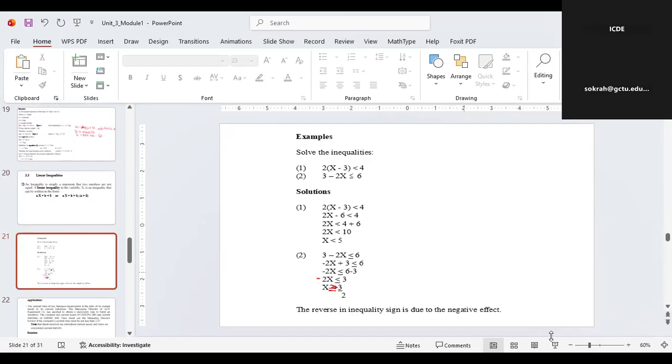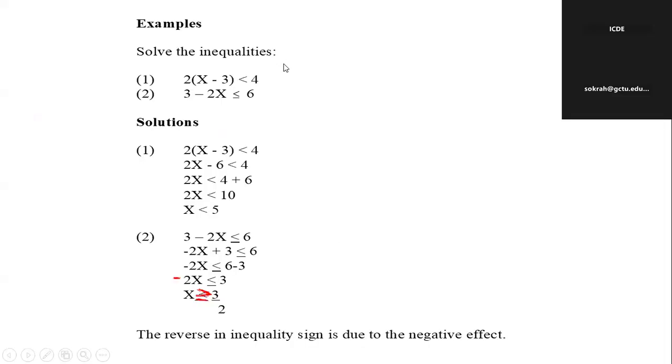For example, you are to solve the inequalities: 1, 2 into bracket x minus 3, bracket close, less than 4. And 2, 3 minus 2x is less than or equal to 6. You see that here you don't see the equal sign. It will not appear here.